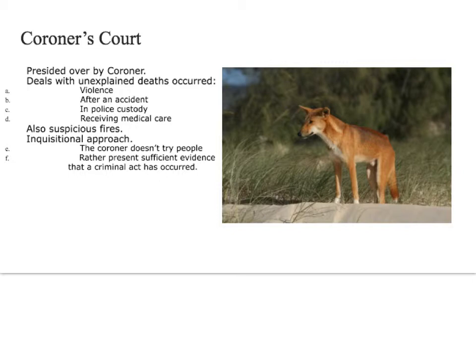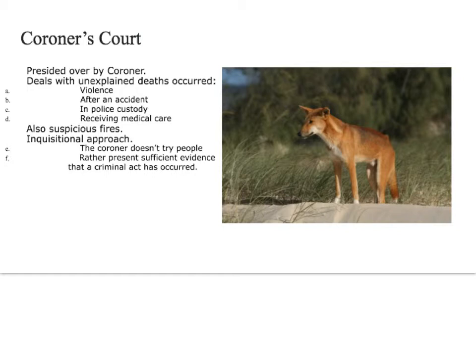Now, the coroner's court is where there is an unnatural death or an unexplained fire or excessive violence, or people have died in police custody or while receiving medical care. There will be a coronial inquiry.